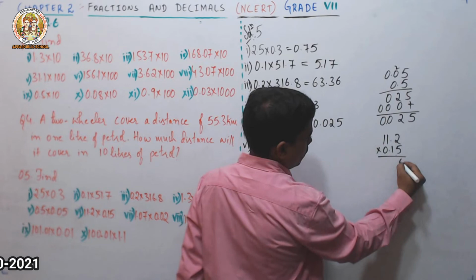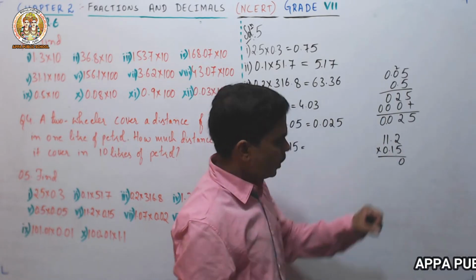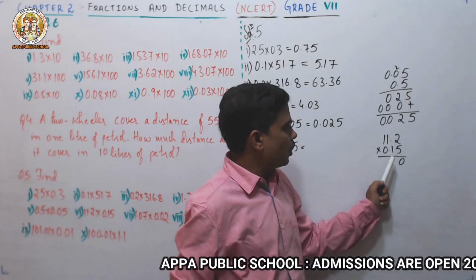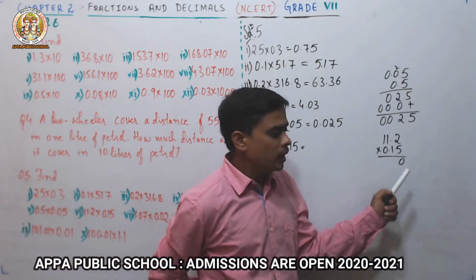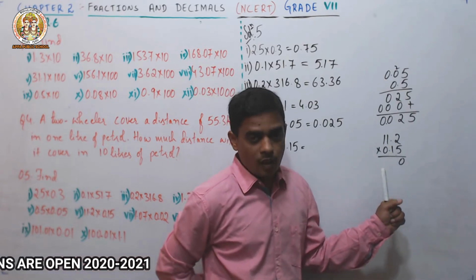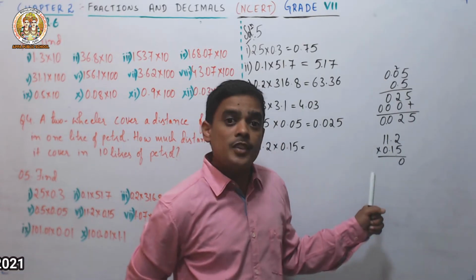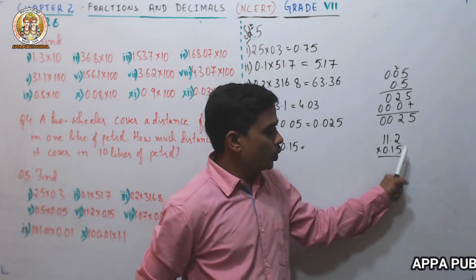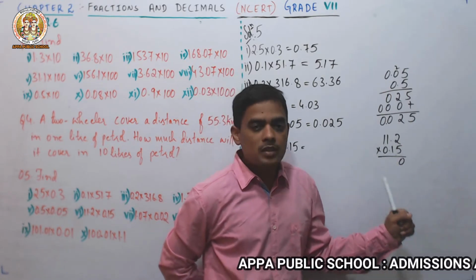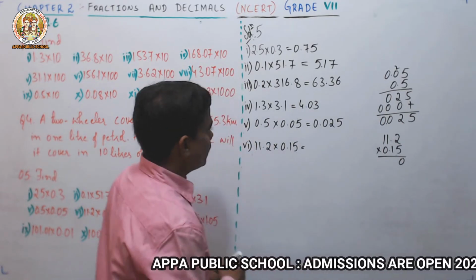Multiply. 5 2s are 10. Or else you can multiply with the 15 table also. You can see here, 15 2s are 30. Carry 3. 15 1s are 15. 15 plus 3, 18. Carry 1. 15 1s are 15 plus 1, 16. How much will it be? 1680. So how many numbers? 1, 2, 3. 1680 means the answer will be 1.68. The answer is 1.68.